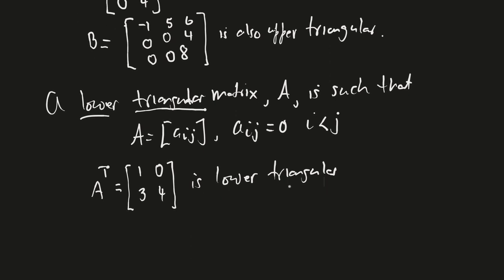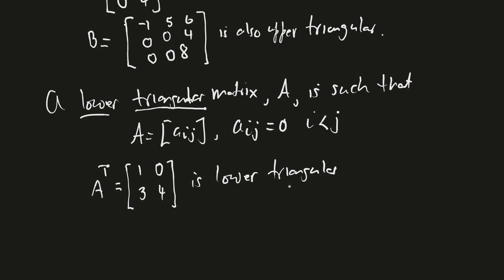And similarly, if I took the transpose of B, that would give me an example of a 3 by 3 lower triangular matrix. So B transpose, again, for whatever reason, I like taking rows and making them into columns. So that first row becomes the first column. That second row becomes the second column. And then the third row becomes the third column.